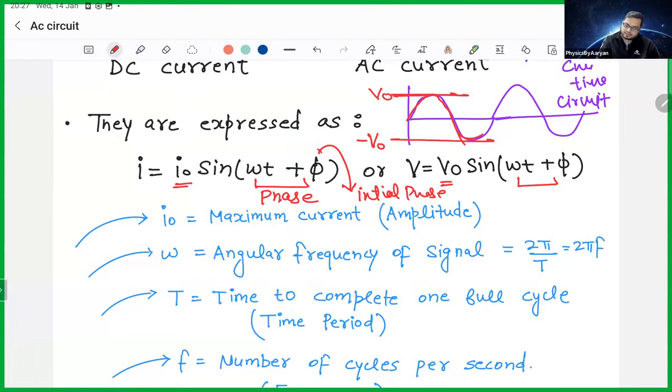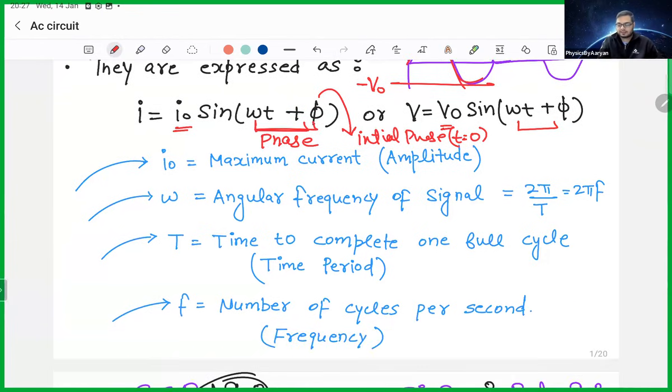This small phi is known as the initial phase. Phase at time t equals 0. What will be the phase when time is 0? Because if the time is 0, this is gone, phase will be this. So overall, anything written inside sine is known as phase, and this thing is known as initial phase.